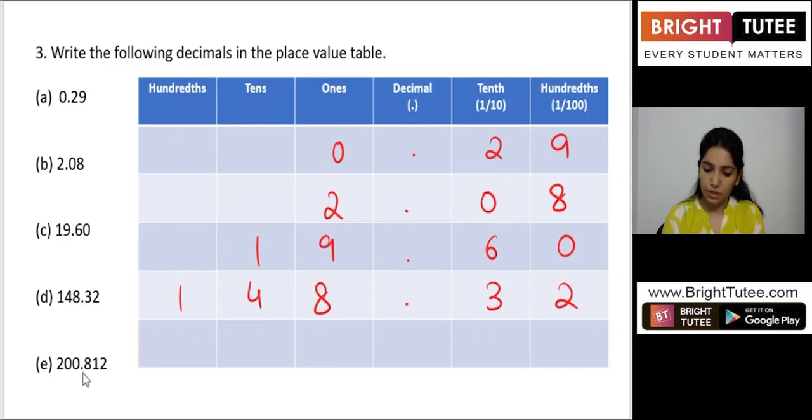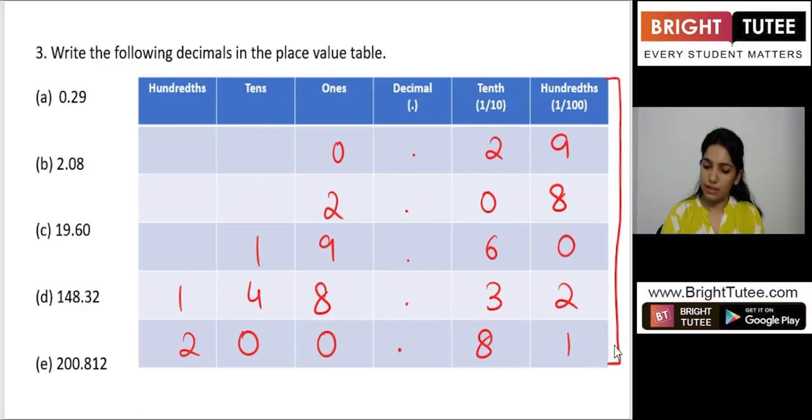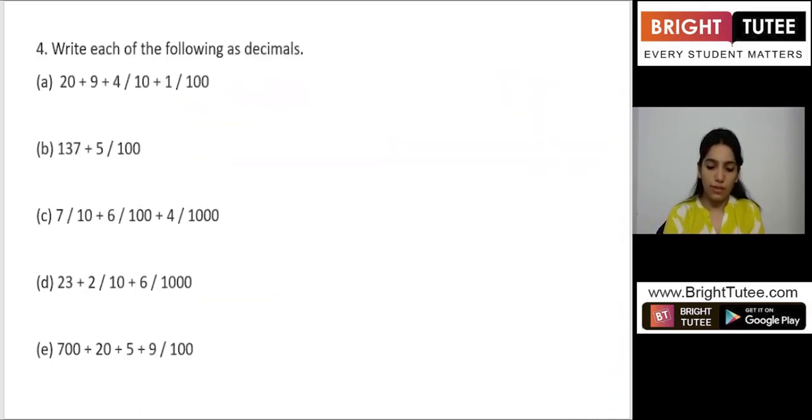148.32. It is 200.81. We need another table here, for the thousands, and there you will have a 2. Okay, and this 2 is basically representing the 1 over thousands part. Okay, now let's move ahead.